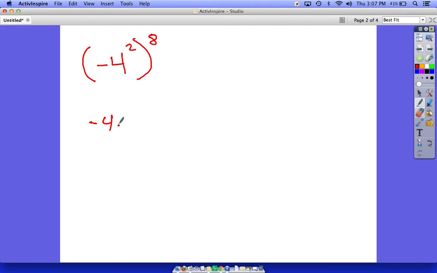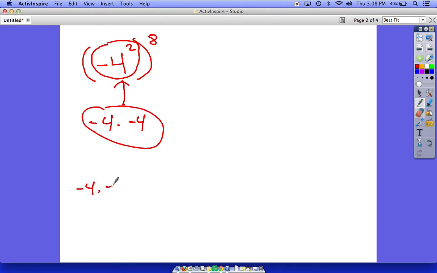That would be negative 4 times negative 4. Okay? This is negative 4 to the second power. This is the same thing as just this right here. But now we need to take this to the 8th power. So that means we basically need 8 of these.